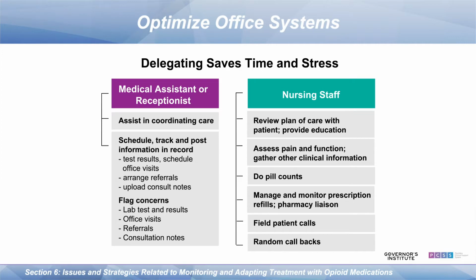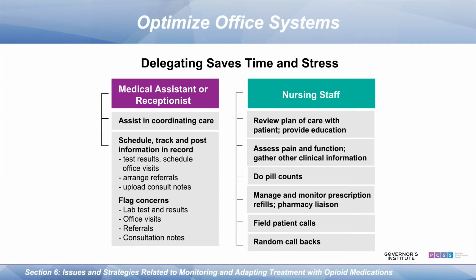And they can make sure that all this information is posted in an organized manner so that you can glance at the record when you have an appointment with the patient and see what's going on, particularly if they flag concerns or things that are not as might be expected. Roles can be assumed by nursing staff as well. For example, reviewing the plan of care with the patient, discussing medication and other treatment risks and benefits, and providing education on opioid effects and side effects.